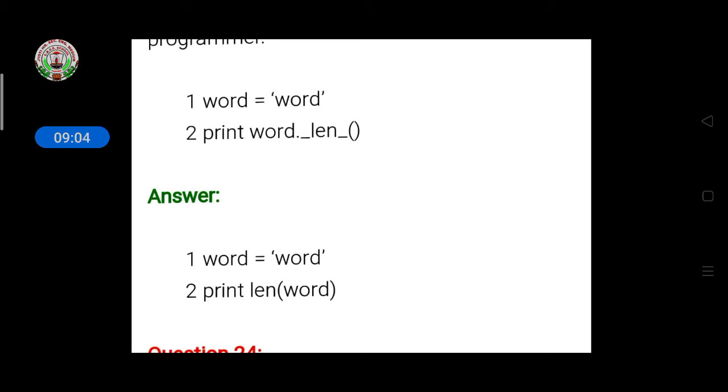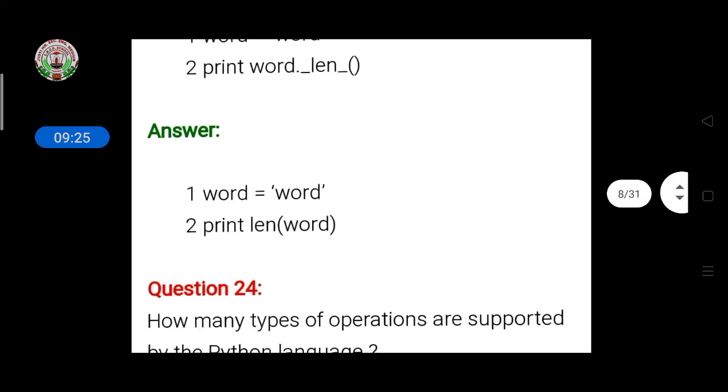If you are giving the print command, so print len and which word you want to call. Means word here you are calling, WORD is under the bracket, it is given here. So this word you are calling, and if you are calling this word, the answer should be word in single quotes, word equal to word single quote, it will display here.